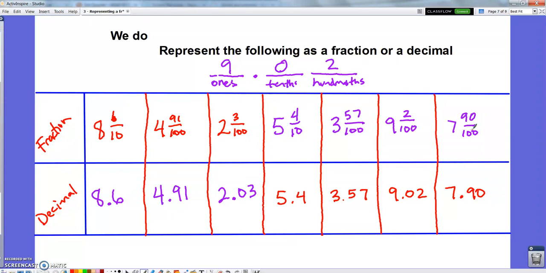This takes some getting used to, switching between the fraction and the decimal, because it's just so new. It's two ways to write the exact same value, and you even say them the same. Pick any one of these. 5 and 4 tenths. 3 and 57 hundredths. There's two ways to write the same thing.